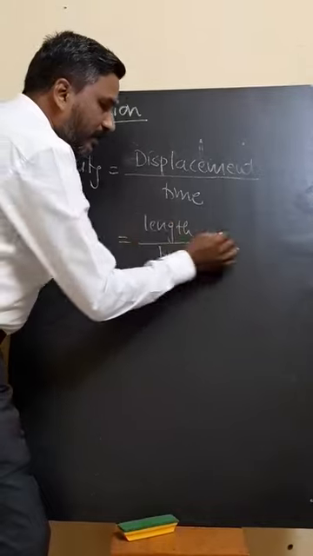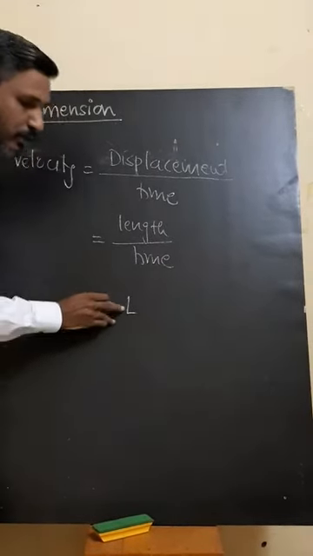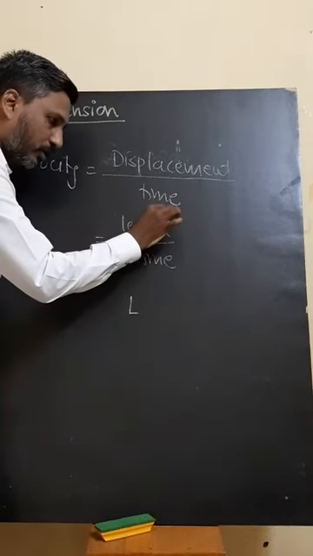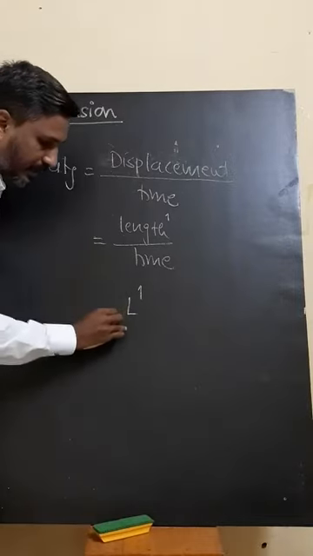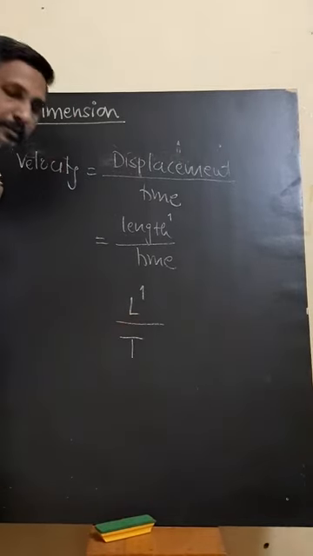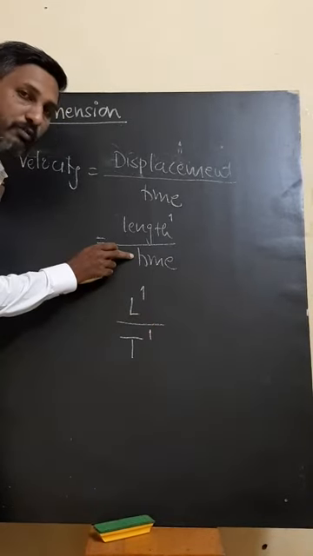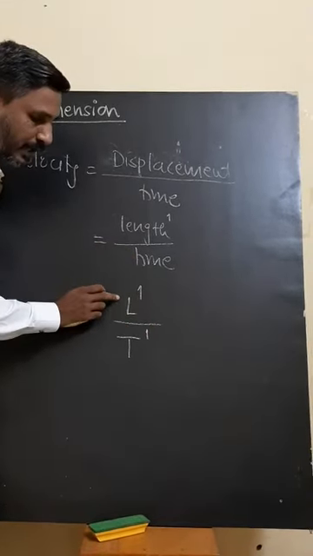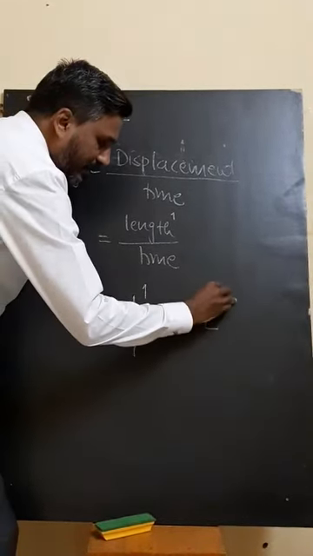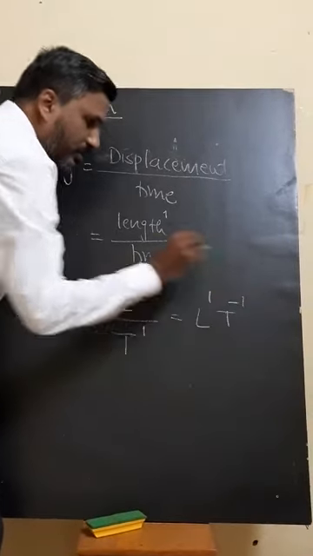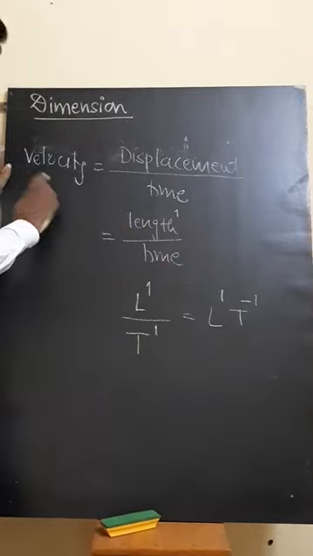Here length is symbolically expressed by L. There is only one power of length, therefore L raised to 1. At the denominator, time is written, T stands for time, and there is only one term of time, therefore L^1 upon T raised to 1. So it will be simply written as L raised to 1, T raised to minus 1. These are the dimensions of velocity.